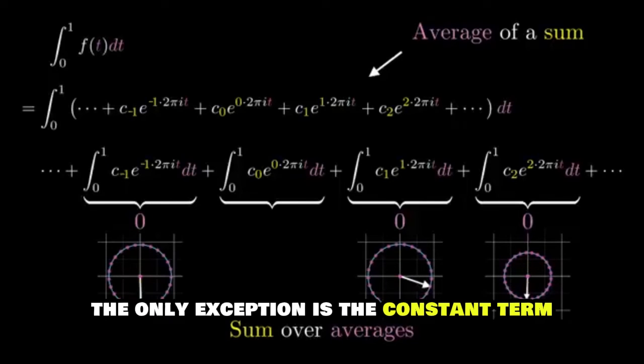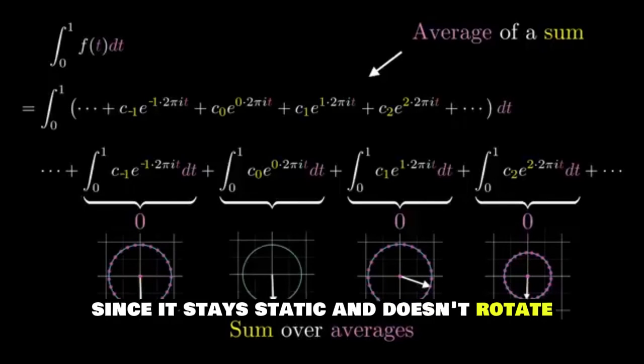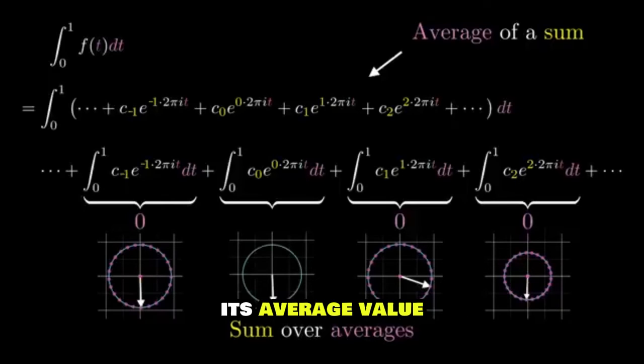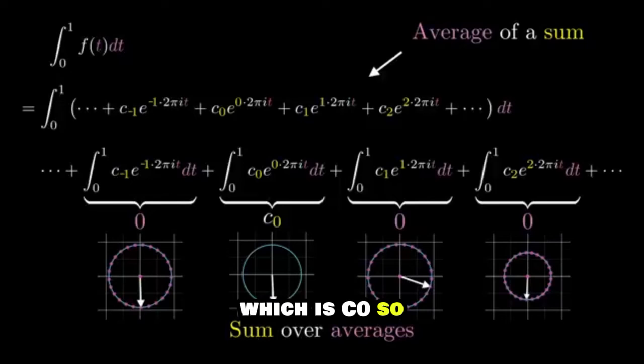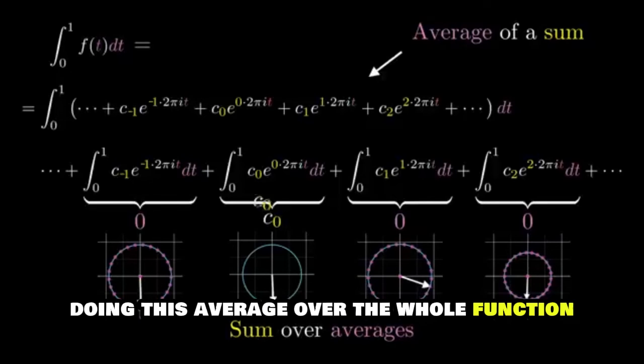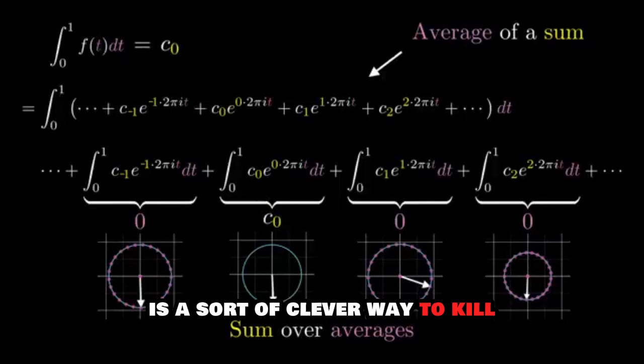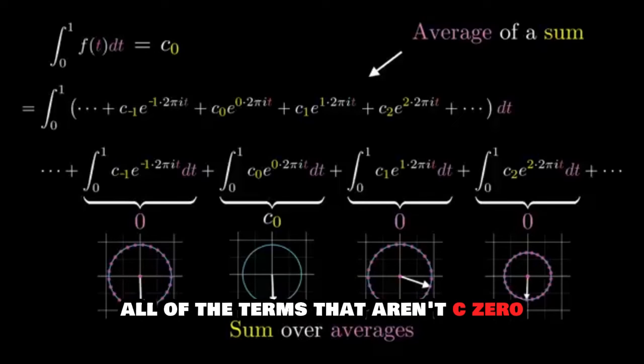The only exception is the constant term. Since it stays static and doesn't rotate, its average value is just whatever number it happened to start on, which is c0. So doing this average over the whole function is a sort of clever way to kill all of the terms that aren't c0.